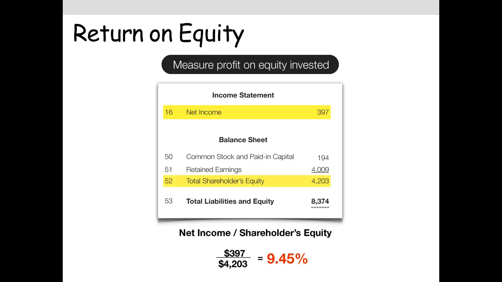The next one is return on equity. This formula measures the profit on the equity invested: net income divided by shareholders' equity. Net income is 397, divided by total equity of 4203, which equals 9.45%. In today's market, with low inflation or high risk, people are very happy with a 9% return.